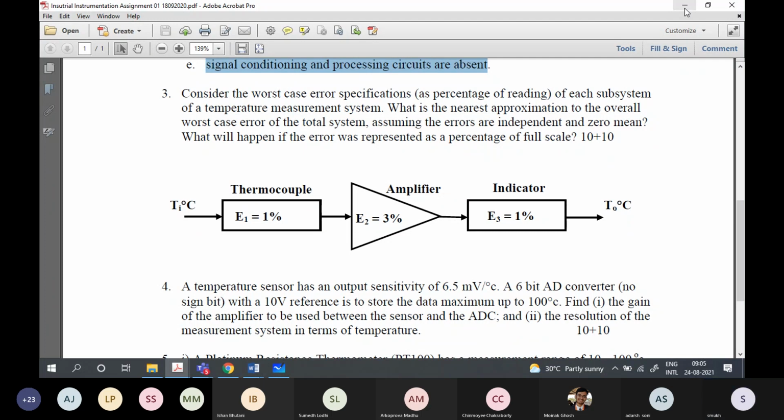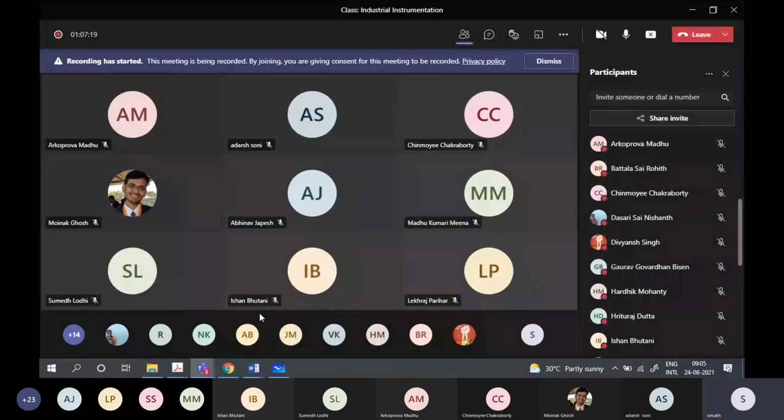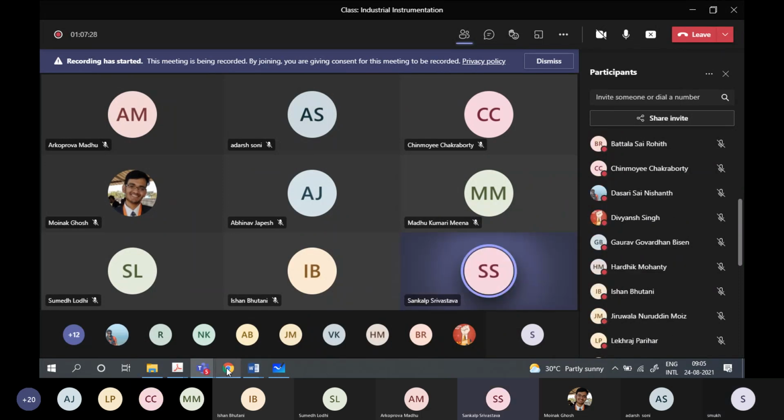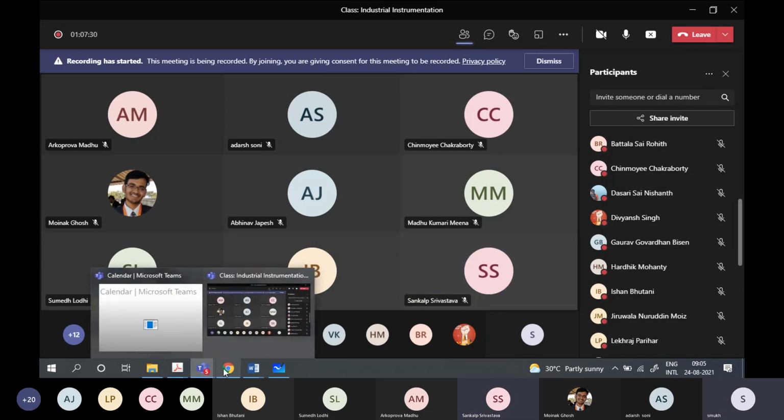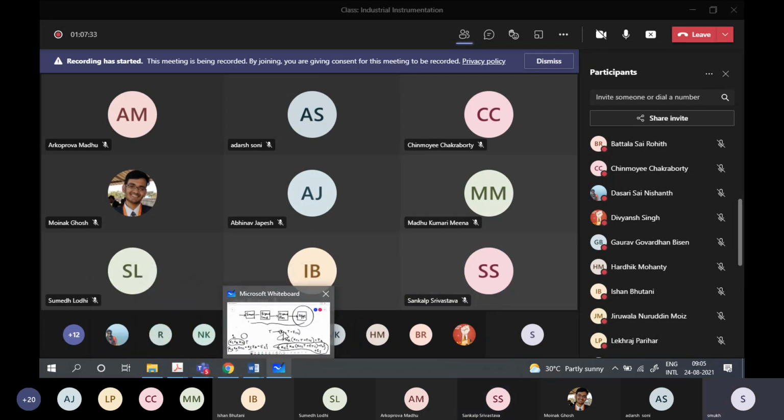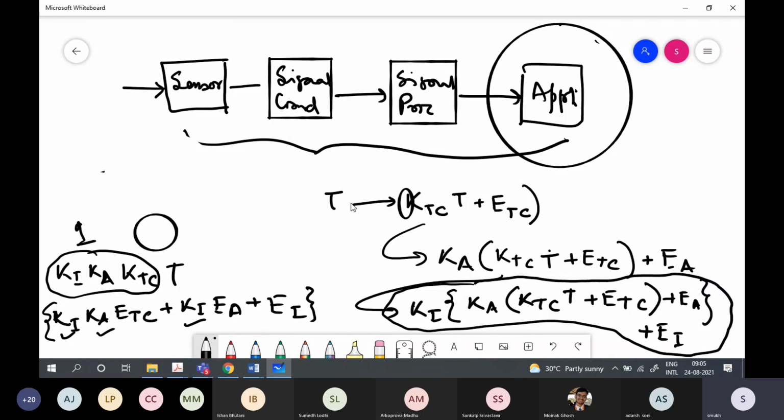Give some view. Do you agree with me or not? Maybe some additional inputs are required. Some means what? Why do you say some? Do you agree with this expression that after the thermocouple, this is the output, right or wrong? Yeah, right, sir.